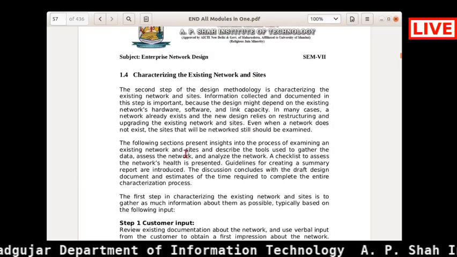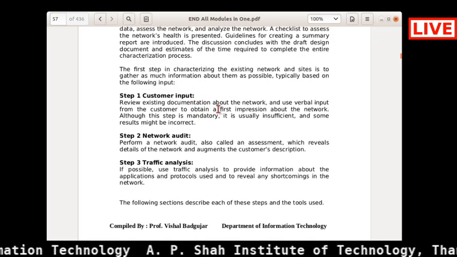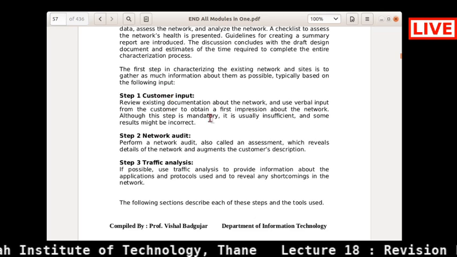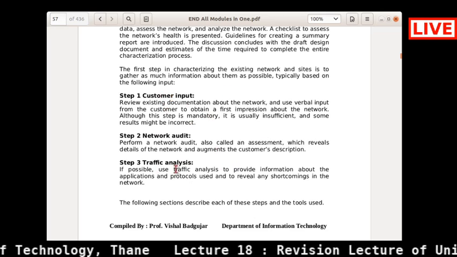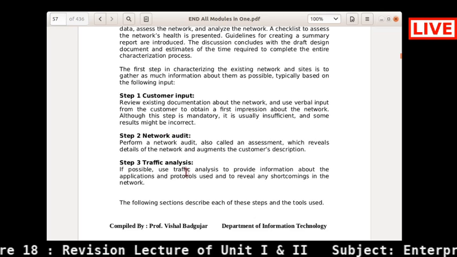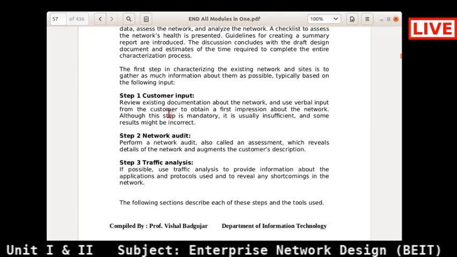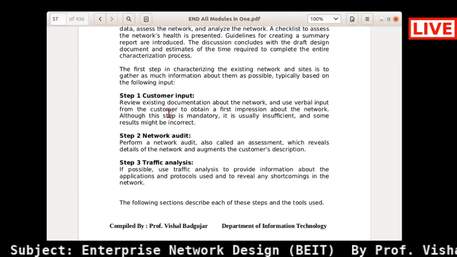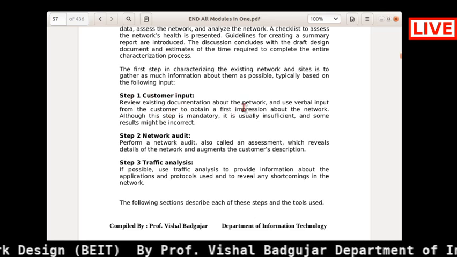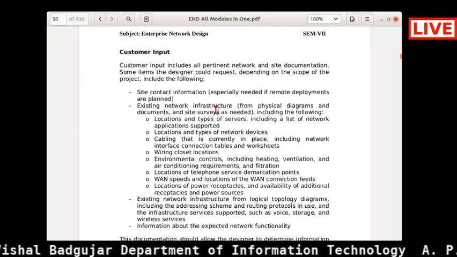Then next one is characterizing the existing network. In that also, if you see how the inputs can be taken from the customers, the first step is the customer input, then network audit, then traffic analysis. The question may arise that which is not a step. Likewise, if customer input is there, then what requirements you are gathering in the customer input? For example, network topology diagram you can get, the internet device list you can get. Likewise some question can be formed.